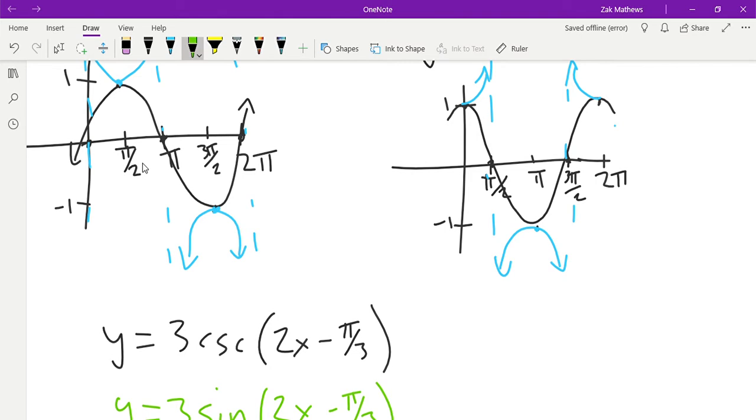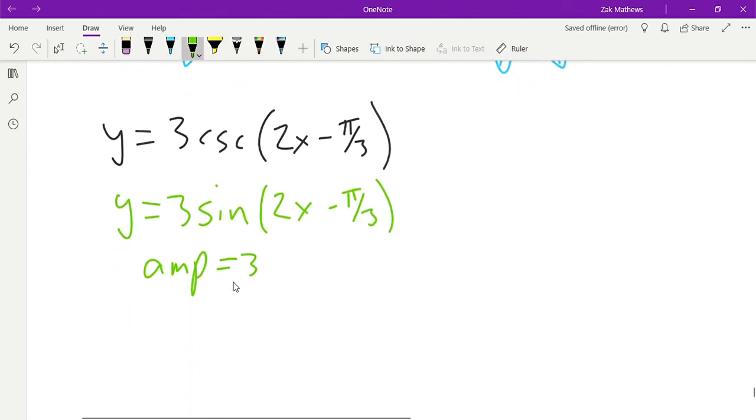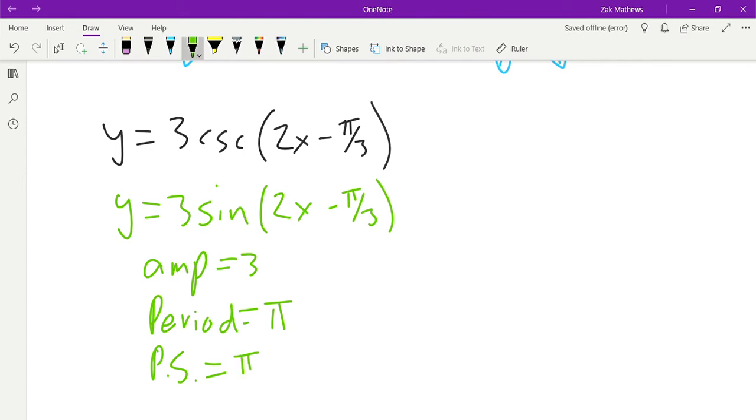There's no amplitude. So I can only talk about amplitude when I'm talking about the sine or cosine, not with any of the other 4 trig functions. I do have a period that is consistent for both the sine and the cosecant. That would be 2 pi over 2, which is just pi. And then my phase shift, I would have the negative pi over 3 turns into a positive, and I divide by 2, and I get pi over 6.